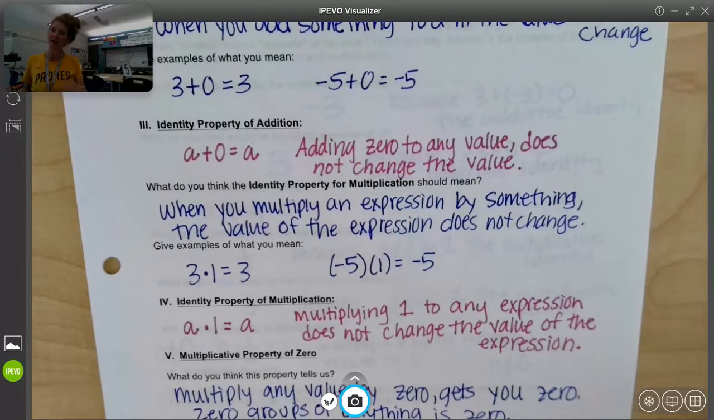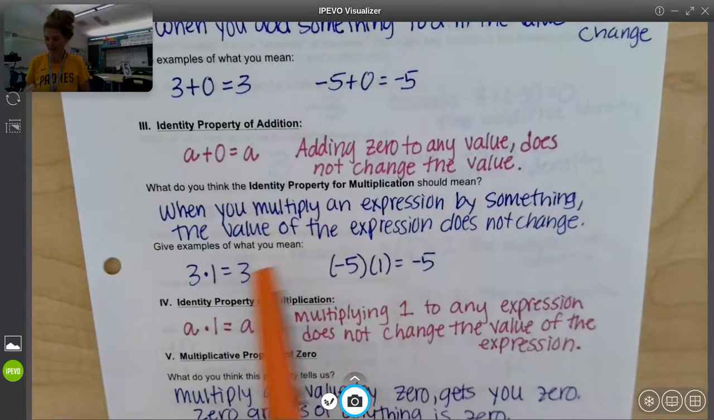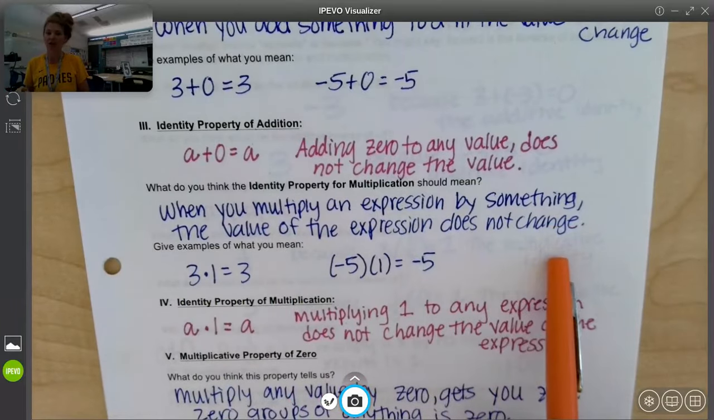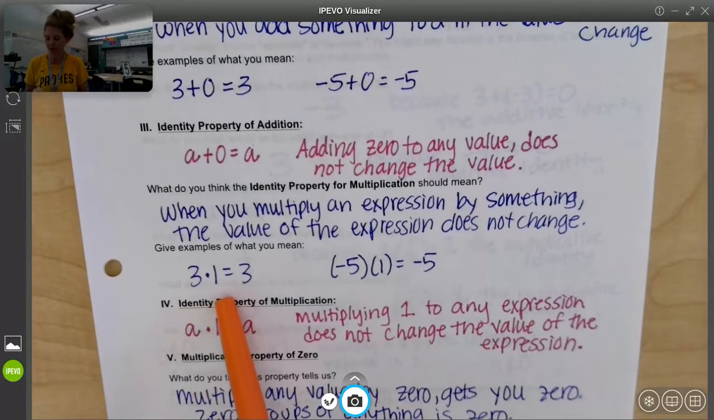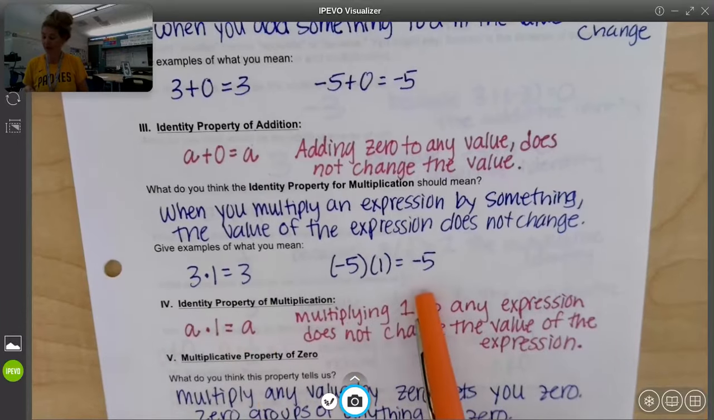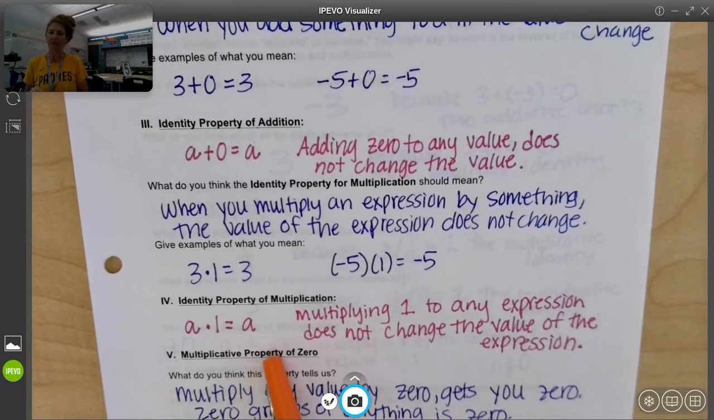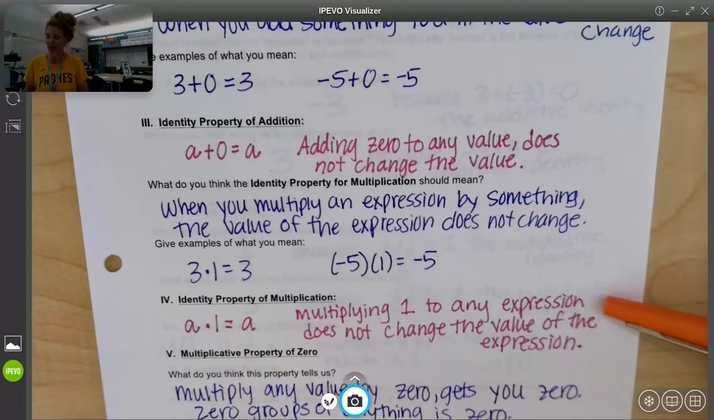So there's also an identity property for multiplication. When you're multiplying an expression by 1, the value of that expression does not change. And remember, just one number is an expression, but we can also have an expression with operations and variables. So 3 times 1 is 3, negative 5 times 1 is negative 5. The official definition of identity property of multiplication is A times 1 is equal to A. Multiplying 1 to any expression does not change the value of the expression.